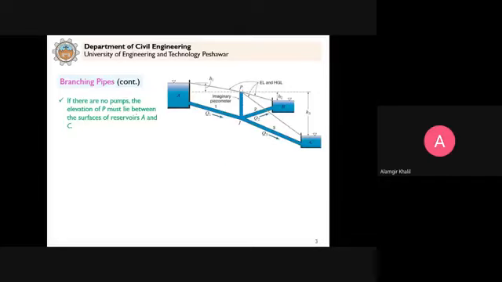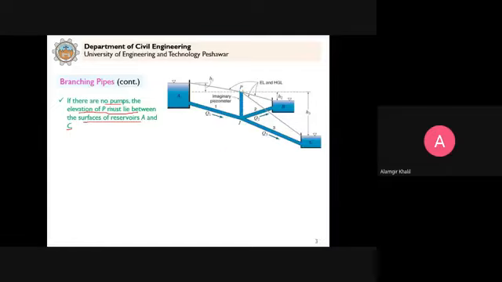If there are no pumps, the elevation of P must lie between the surface reservoirs A and C. So in this case, it is possible that we can have a pump. Clear? So what is the purpose of a pump? If you have studied, the purpose of the pump is that it adds energy to the flowing water. So then in that case, the water level can be raised to the required head provided by the pump.